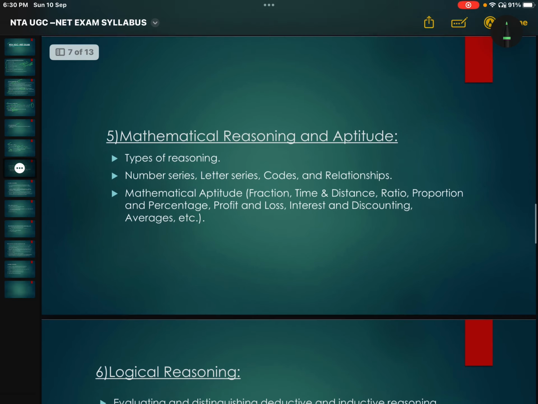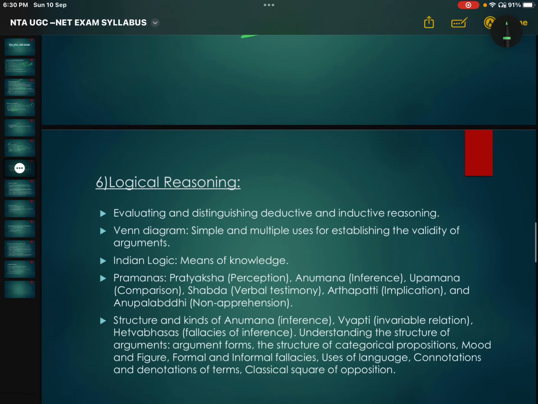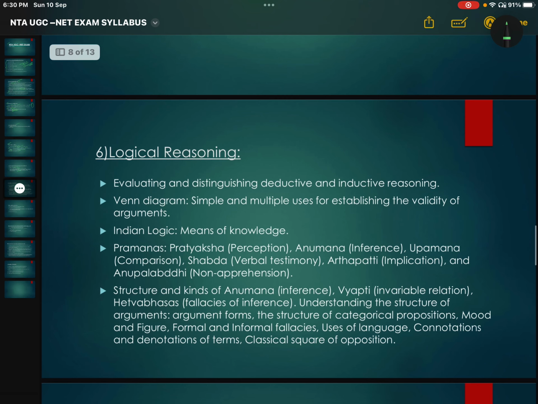The next chapter is mathematical reasoning and aptitude. In this, types of reasoning, number series, letter series, and mathematical aptitudes like fractions, time and distance, etc. we will discuss.